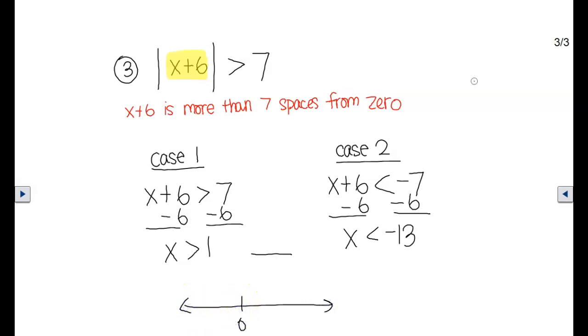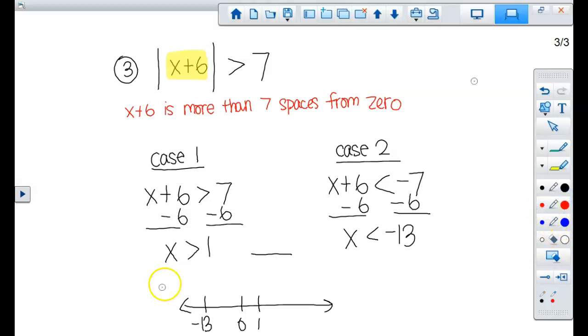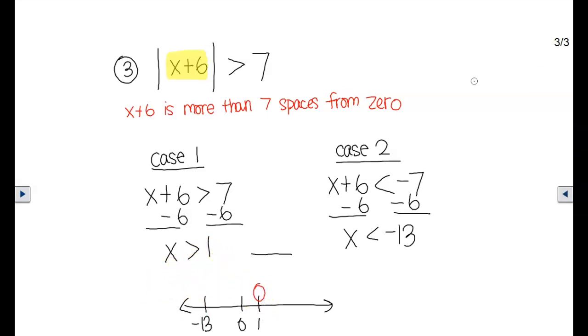So I want 0 on there. I'm going to need a 1 on there, so that'll go to the right. And I'm going to need a negative 13 on there, which will go to the left. Now, both of these are ready to graph because notice the x comes first. You're not ready to graph until the x comes first, and these both have that. So let's put x is greater than 1 on this number line. X is greater than 1 would have an open circle on 1, and then the shading going to the right of 1.